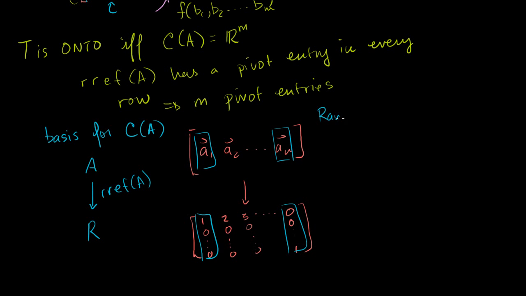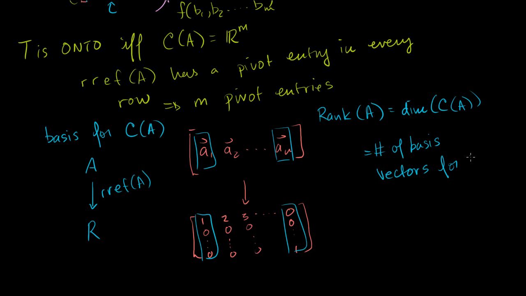So the rank of A, this is all review. The rank of A was equal to the dimension of the column space of A, which is equal to the number of basis vectors for the column space. And this is how you determine it. You essentially figure out how many pivot columns you have. The number of pivot columns you have is the number of basis vectors you have, and so that's going to be the rank of A.